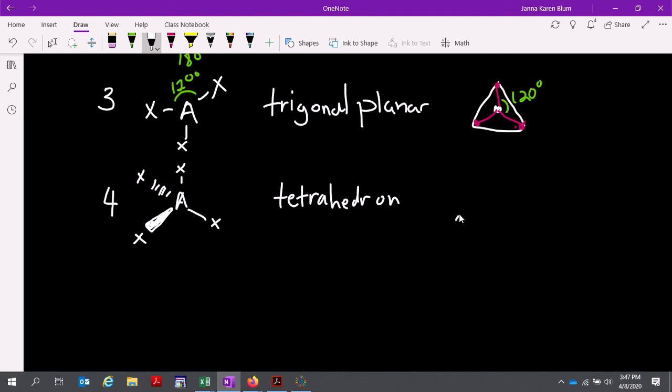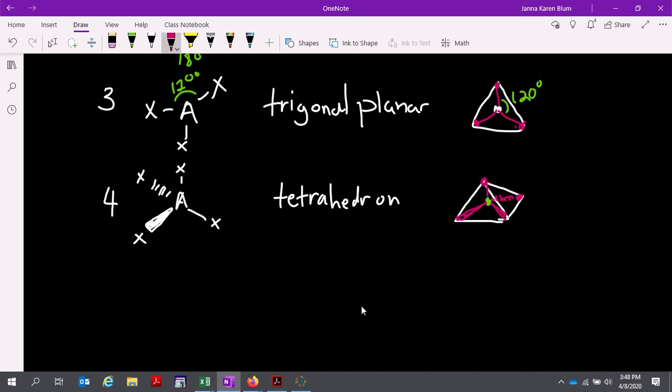And I'll try to draw it better here. So it's like a square pyramid, and you have your central atom in the middle of that pyramid. And then my bonding groups are coming to the corners here. So here's my one coming out, that's going back to that back corner. This one's coming out, and then that's coming up there.